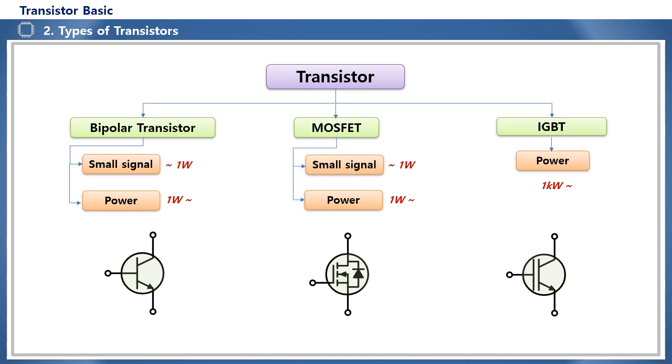IGBT is a hybrid structure of MOSFET and bipolar transistor that has the voltage control structure of MOSFET and the channel structure of bipolar transistor. In other words, it has the characteristic of utilizing the advantages of both devices. IGBT is an abbreviation for insulated gate bipolar transistor and is called an insulated gate type bipolar transistor. It is mainly used as a high voltage, high current switching device such as a high power inverter.